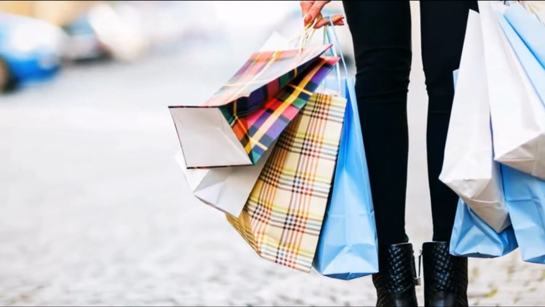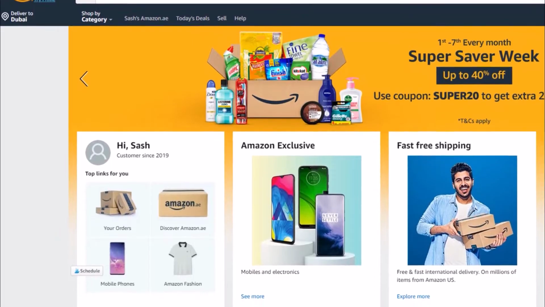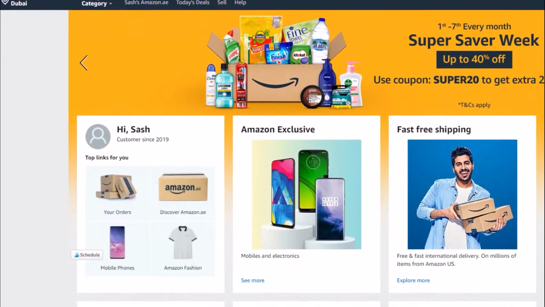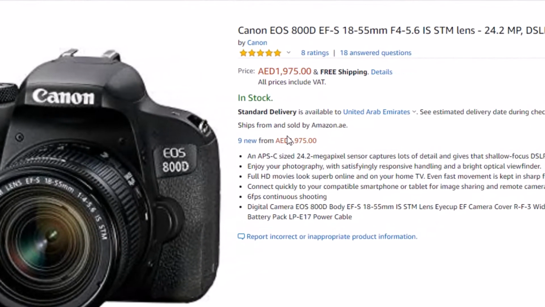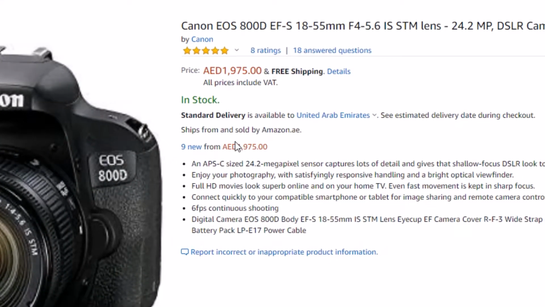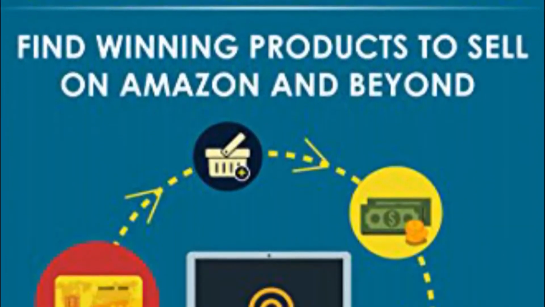When's the last time you went shopping? If you're like me, chances are most of your shopping is done online. Let's say you need to buy a new camera. Do you simply buy the first camera you see? Is price important? What about customer reviews? As you can probably tell, product research is part of everyday life.